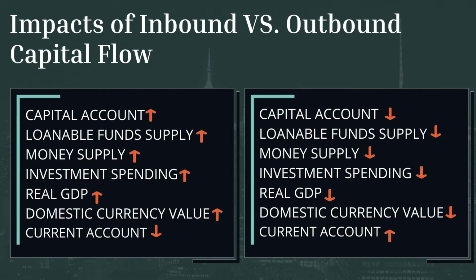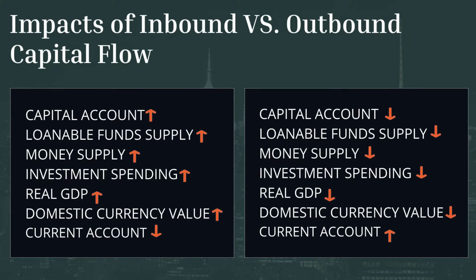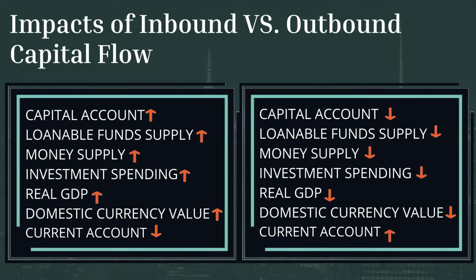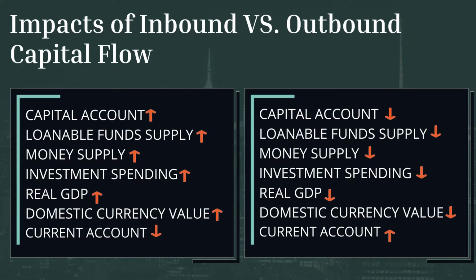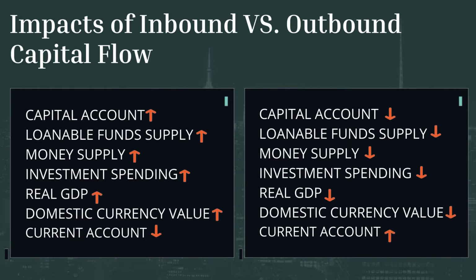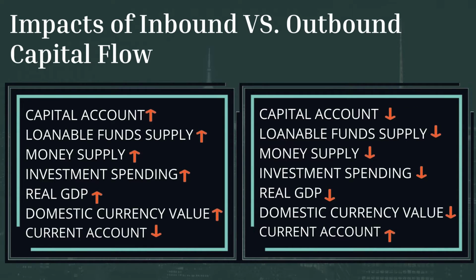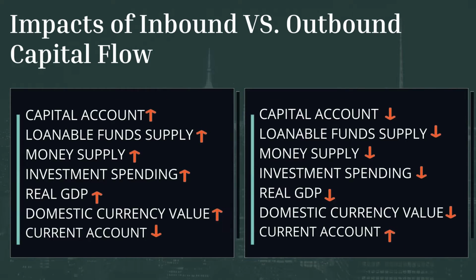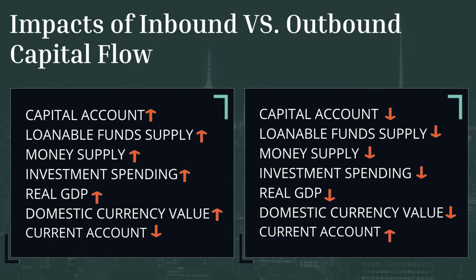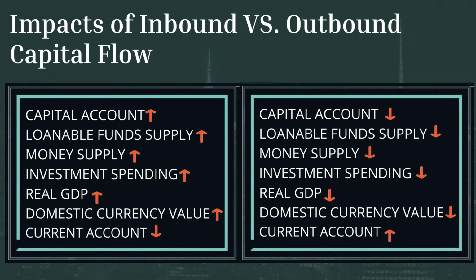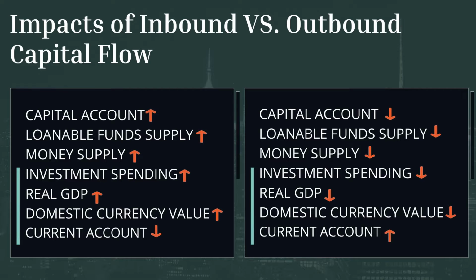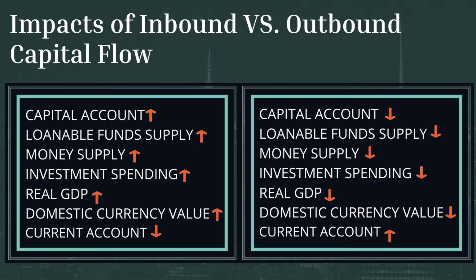Inbound capital flow will also increase the supply of money in the domestic economy, which will stimulate investment spending by firms and lead to real GDP growth, while outbound capital flow will decrease the supply of money in the domestic economy, while also reducing the investment spending by firms and leading to real GDP contraction. Inbound capital flow will also increase the value of the domestic currency in the foreign exchange market, while outbound capital flow will decrease it.